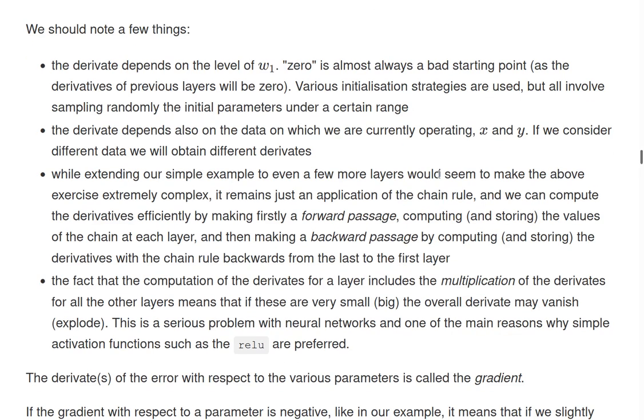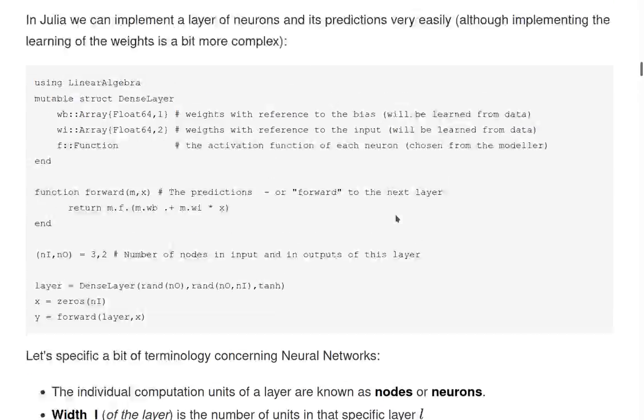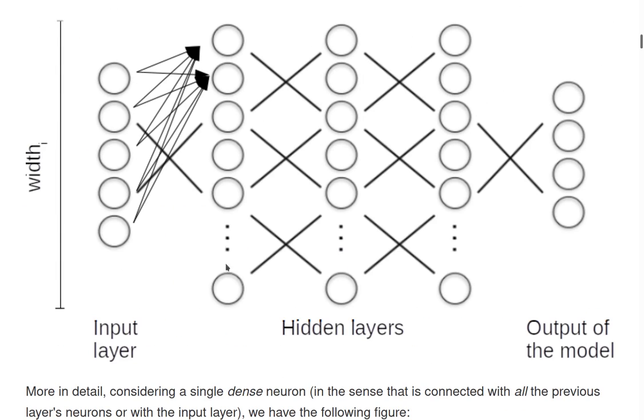So one technique to simplify the computation and make it more efficient is to first make a forward passage where we compute and store the levels at each layer. So we have the levels here, and so on, and then take a backward passage where we start computing the gradient, knowing that we already have, from the forward passage, the levels at each layer.